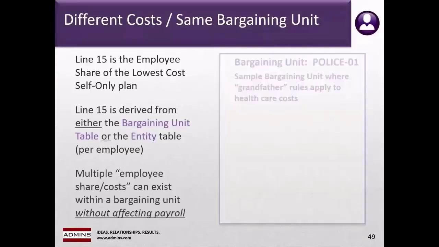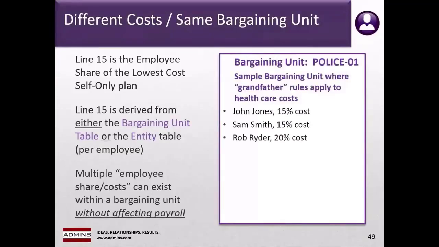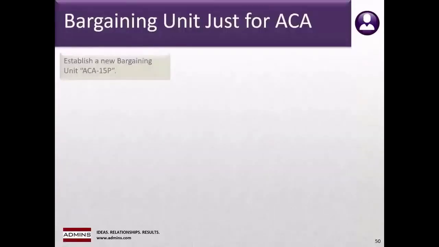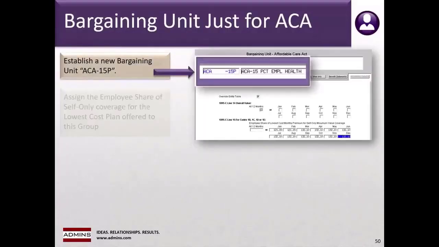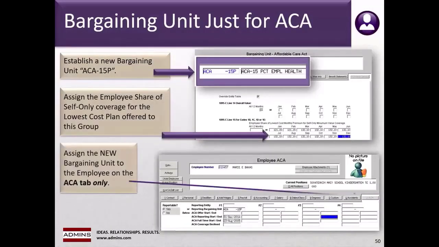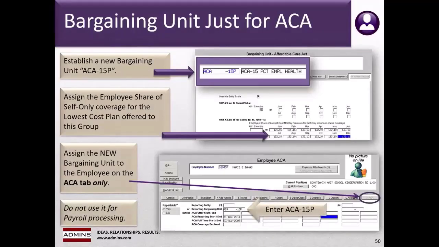One special situation is if, for example, the police union has members who are grandfathered due to union contracts, and they may pay a different amount than employees hired at a different time. The next slide shows how to set that up. You can create a new bargaining unit for each specific group. Then set the amounts for the employee share of the lowest cost self-only plan offered to this group on the ACA tab of the bargaining unit table.